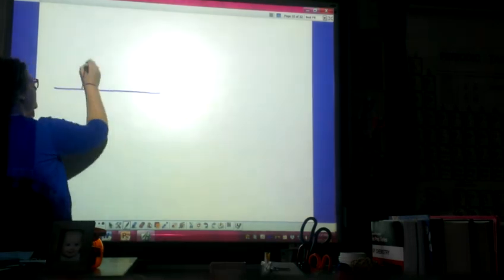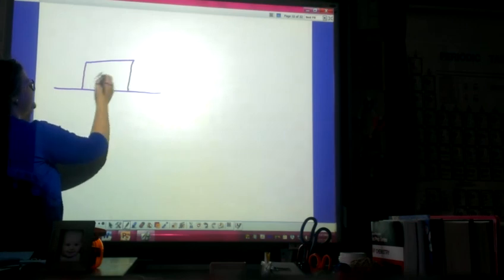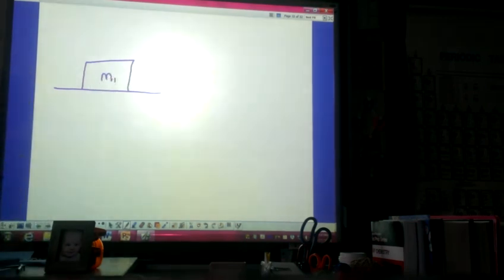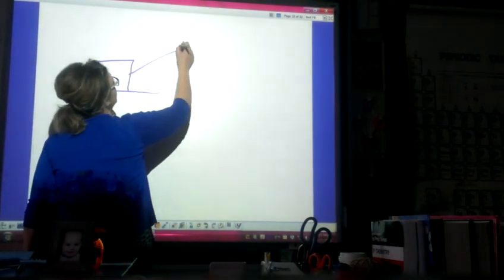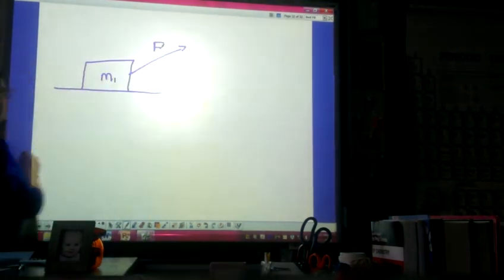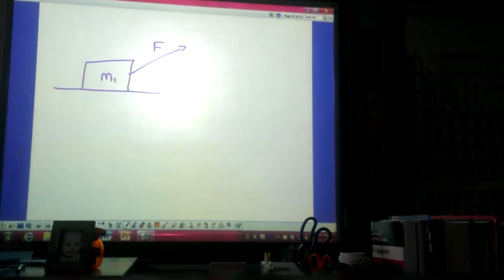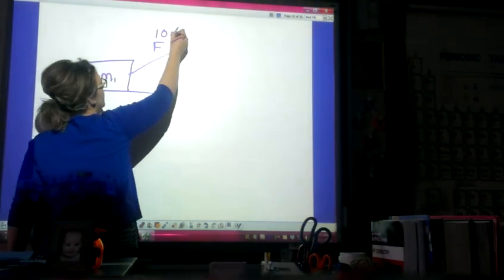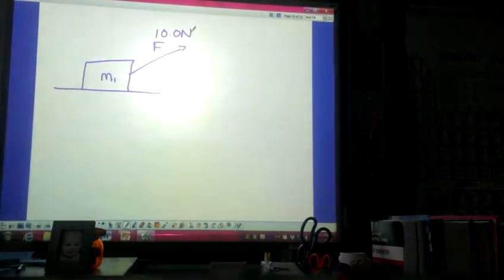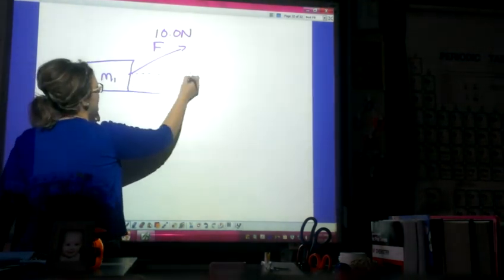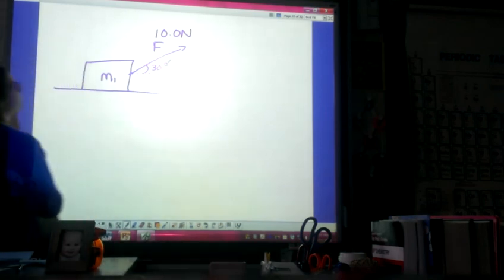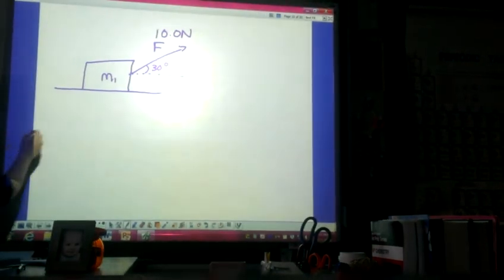So I know I have a force of 10 newtons. I have some horizontal surface, and I have some block, we'll just call that mass M, and a force is being applied 30 degrees to the horizontal. So maybe it's just being pulled. So here's my applied force. And I told you that that had a magnitude of 10 newtons. And then it's being pulled at an angle of 30 degrees. So that's my picture.